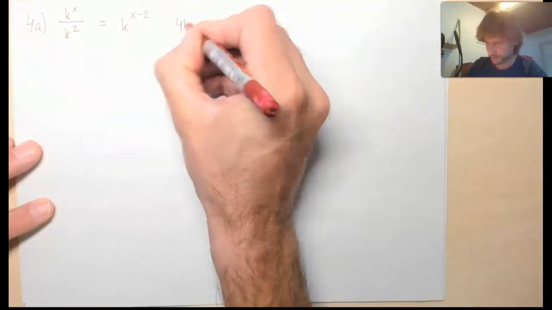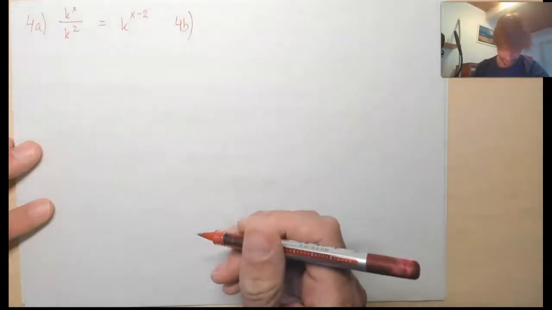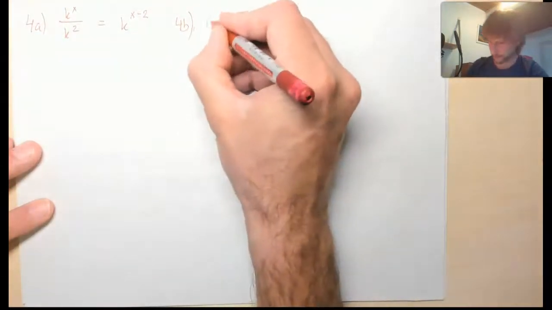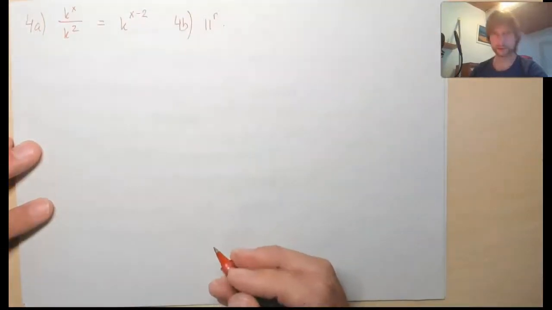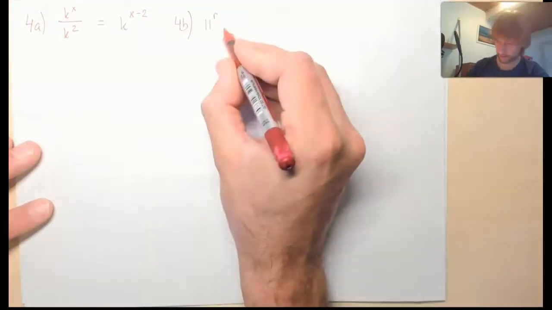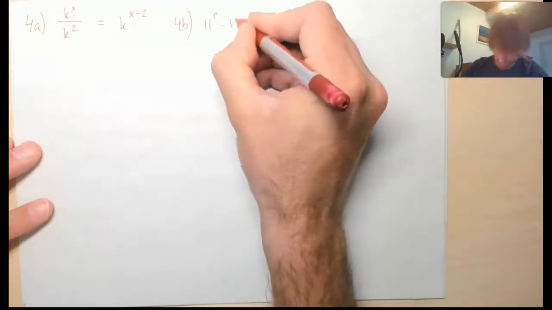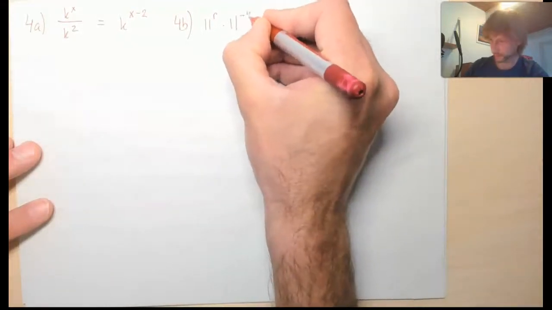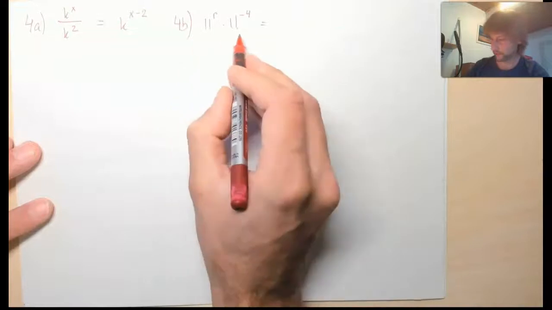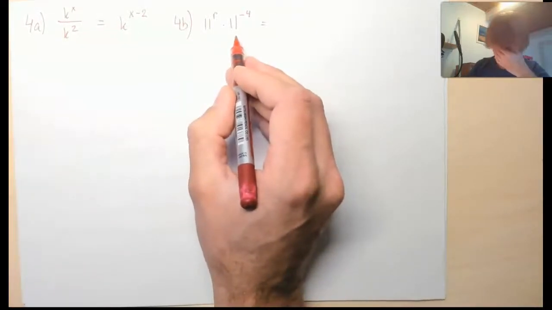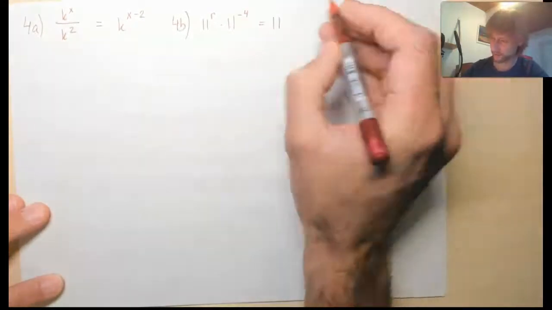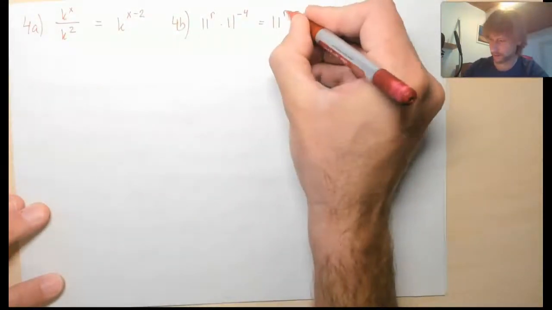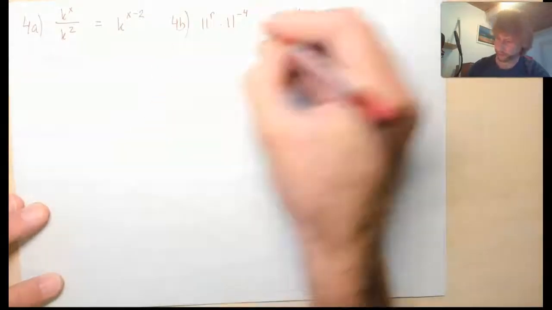For b, in this case, we have 11 to the power of r multiplied. Please don't write these crosses even though the book does. This is a multiplication symbol. 11 to the minus 4. And it's a product of powers with the same base. So we can just add the exponents. So this is 11 to the sum of r and minus 4. That is r minus 4.